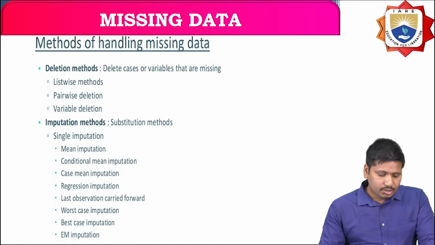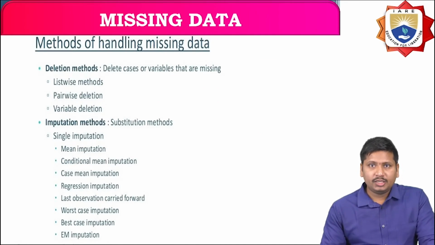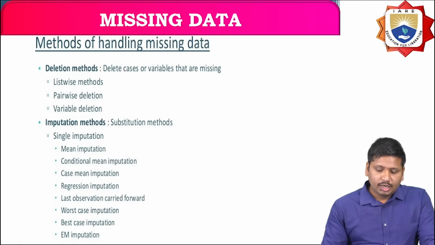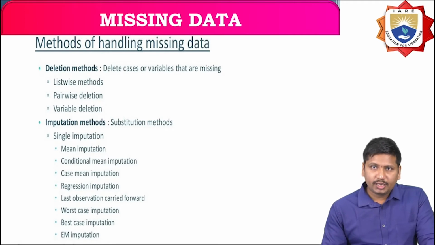And these are some of the methods for handling the missing data. So, deletion methods: deleting the case or variable that is missing. Deletion means that, suppose the table is missing some data, how are we going to apply this method? I can have three types of methods: listwise deletion, pairwise deletion, and variable deletion.